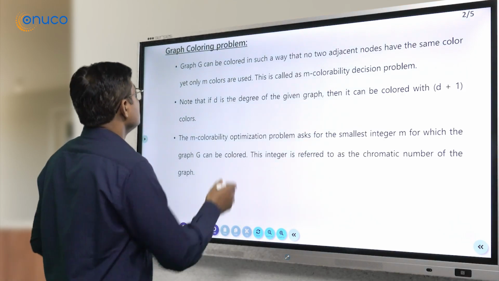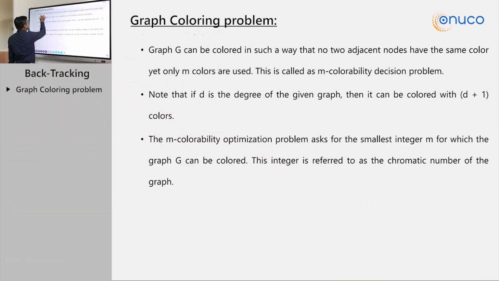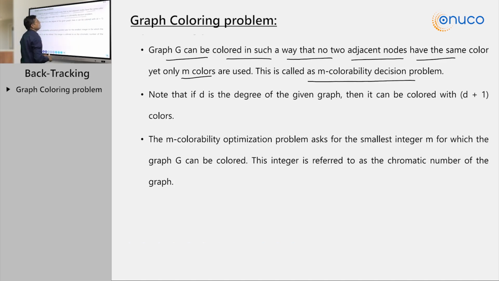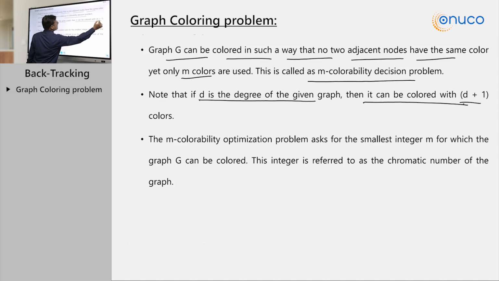So let us see how you are going to address and solve this graph coloring problem. Graph G can be colored in such a way that no two adjacent nodes have the same color, yet only M colors are used. This is called M-coloring or M-colorability decision problem. If D is the degree of a given graph, then it can be colored with D plus 1 different colors.